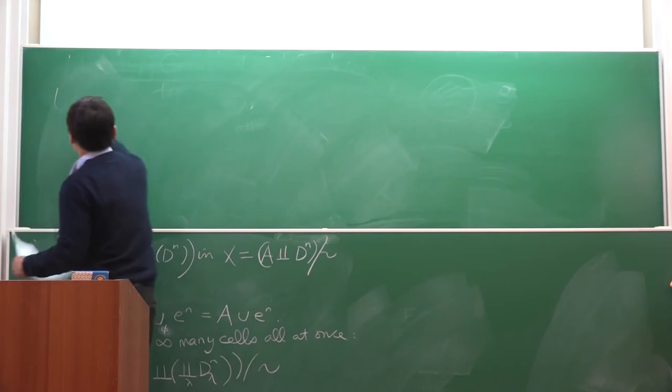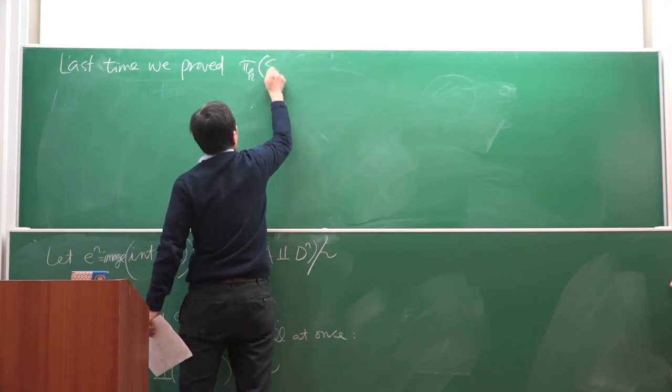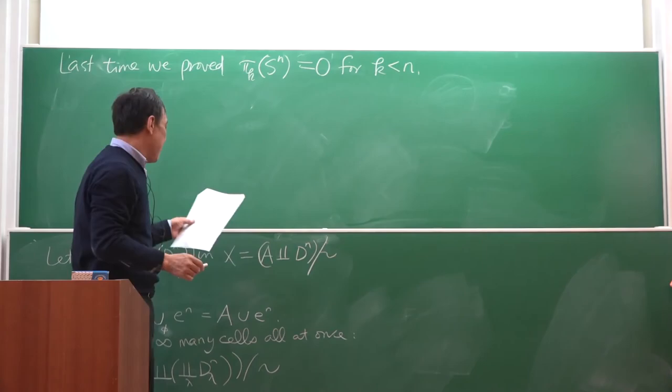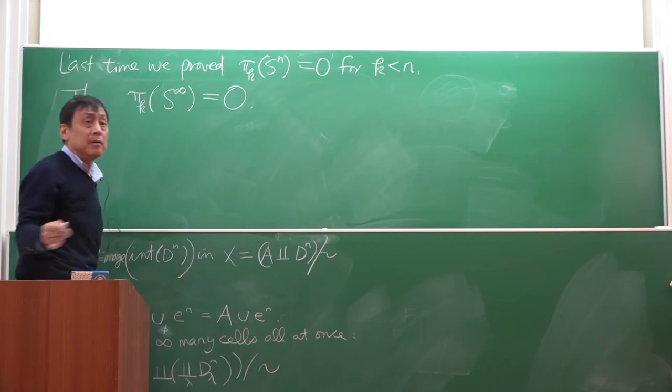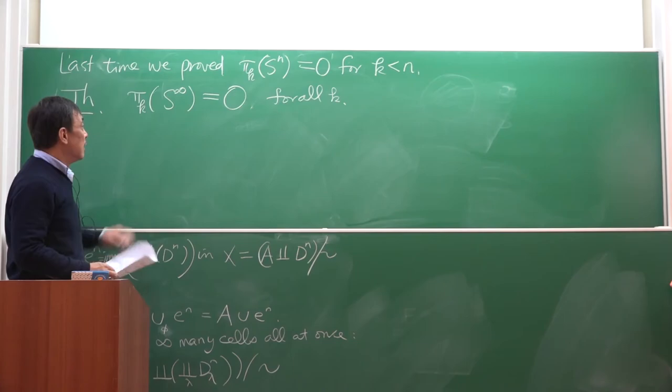Okay, so last time we proved that pi k of Sn is equal to 0 for k less than n. And so today I want to prove that pi k of S infinity is 0 for all k. Now, pi 0 is equal to 0. That means that it has a single element, 0.